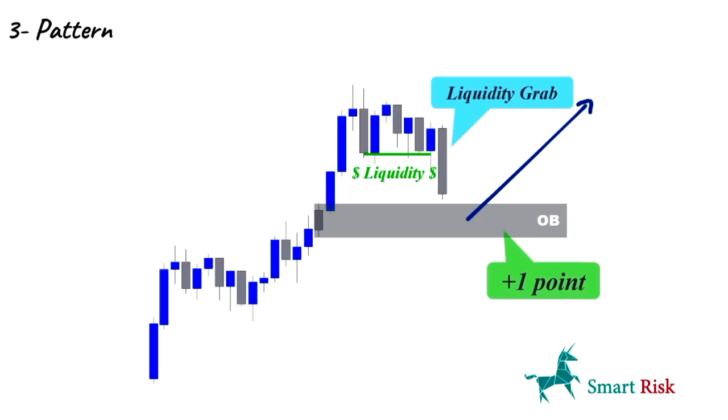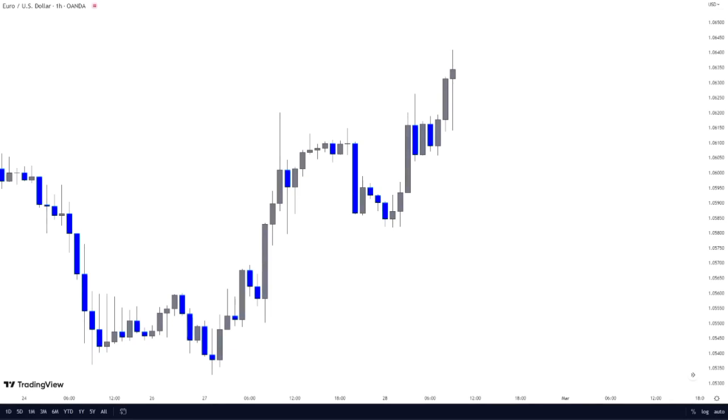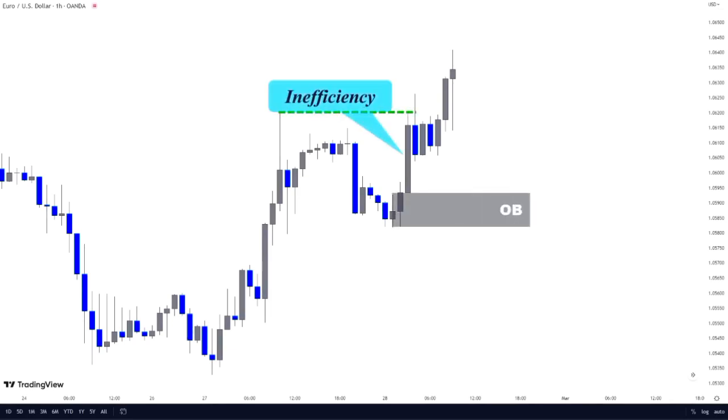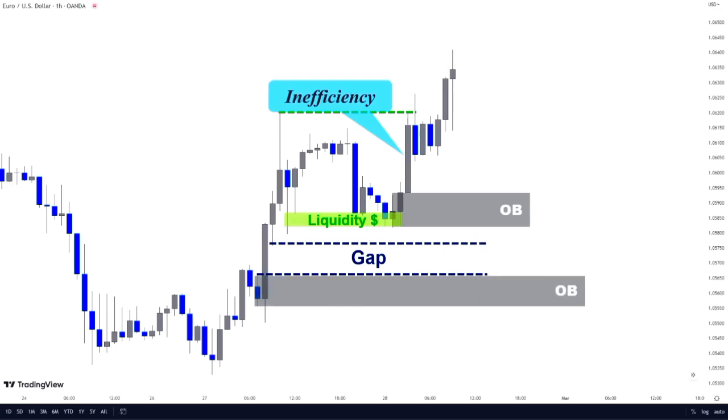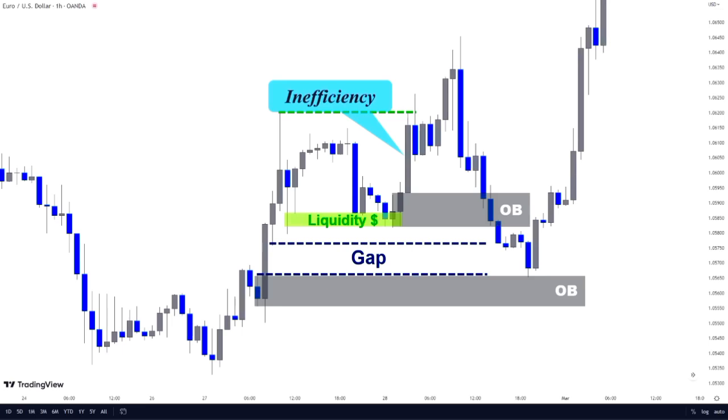So let me show you some real chart examples to highlight the point. Here we have euro-dollar in a 1-hour time frame. We can spot this valid order block that created inefficiency and break of structure. But looking at the left side, we can spot this support that rejected the price multiple times. So, there is a lot of liquidity gathered below this level. Also, we have gaps exactly under this zone and another valid order block. So there is a high chance for the price to break below this liquidity zone, to fill the gap and continue pushing up when it taps into the second order block.